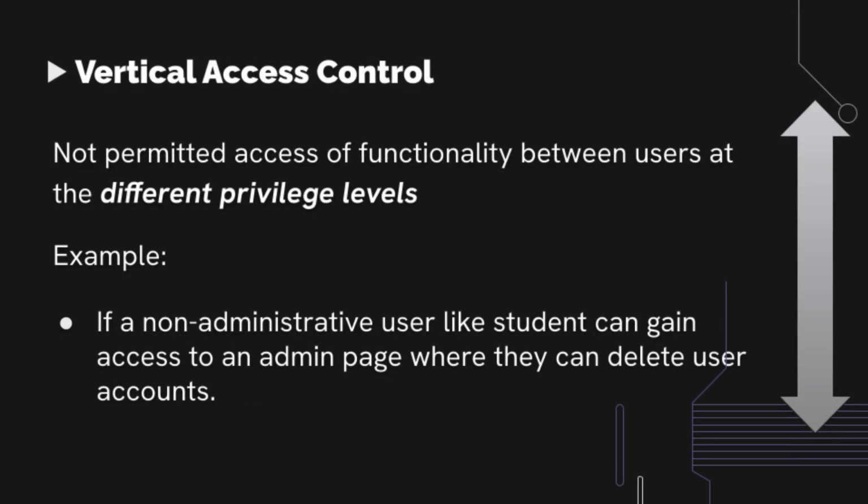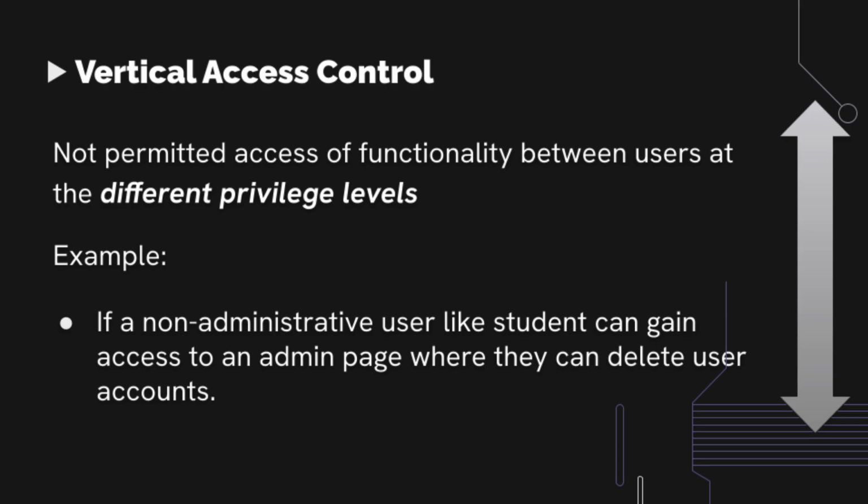On the other hand, vertical access control deals with access between users who have different roles or privileges. For example, a normal user can access regular features, but admin-only functionalities must be restricted. If a normal user can access admin-only APIs or admin panels by exploiting some vulnerability in the system, then it's a vertical access control failure.